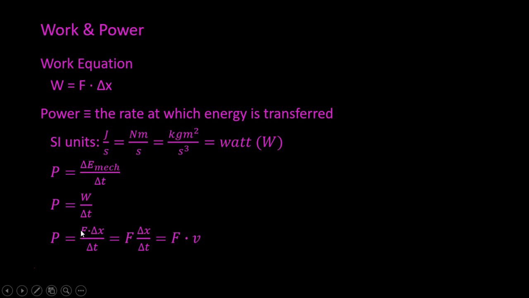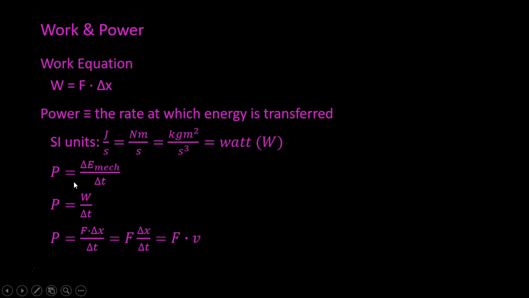And we can take that a little further. We know that work is force times displacement. So power is force times displacement divided by elapsed time. Now we can go ahead and just rearrange this differently. And notice that delta x over delta t is the equation for velocity. So another useful form for calculating power is force times the velocity that the object is moving with.